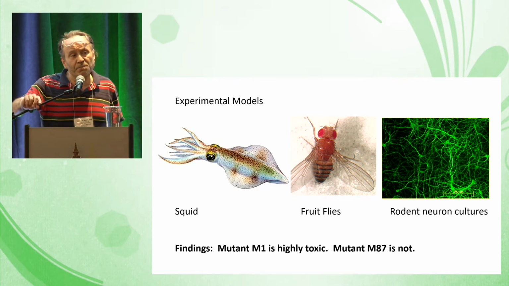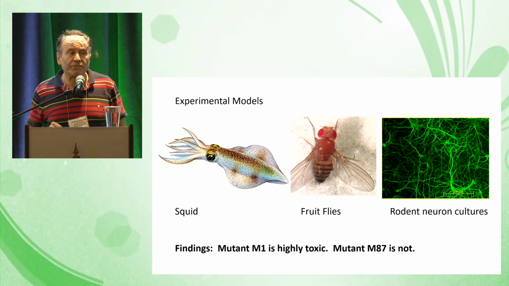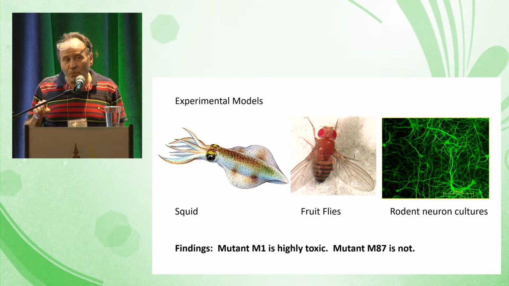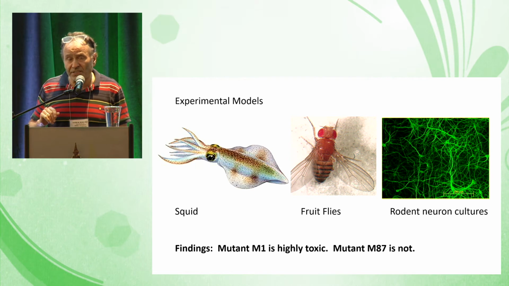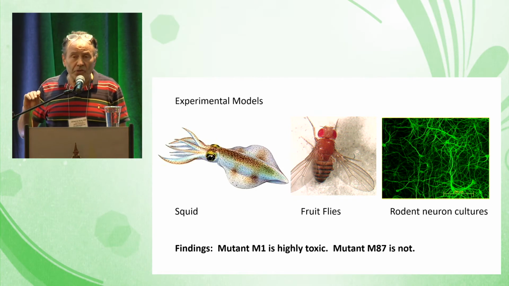You put the fly on its back, it can't turn itself around. The fly can't climb properly. That's with mutant M1. You put in mutant M87, the fly is pretty normal. With a squid, you can just insert the protein. You can simply put in mutant M87, and you can see that everything that moves along the microtubules is fine. You put in mutant M1, and now what moves along the microtubules doesn't move anymore.